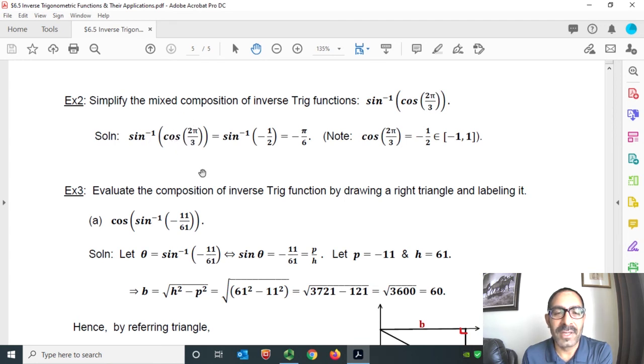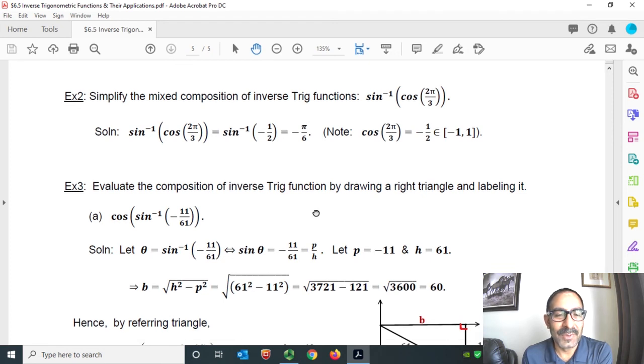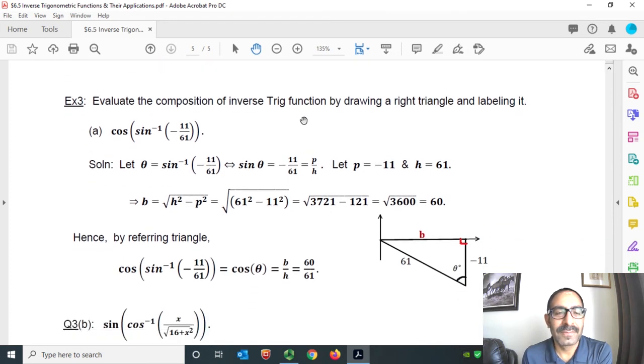Cosine 2 pi/3 is -1/2, and sine inverse -1/2 is, in the next step, pull this minus outside, then sine inverse 1/2. So minus, this minus is here, and sine inverse 1/2 is pi/6. Great. I hope this idea makes sense to you all. Now let's move on.